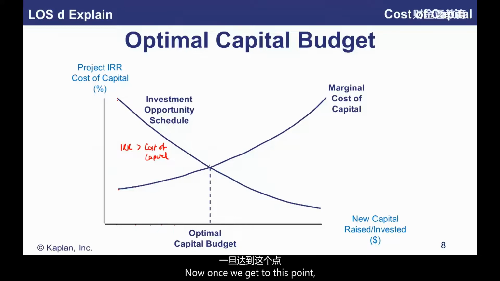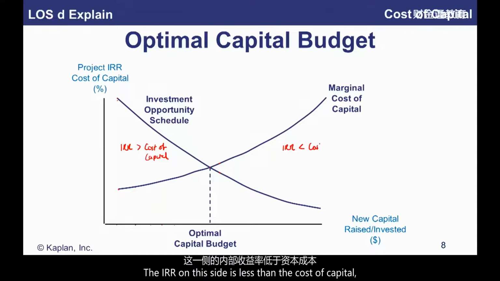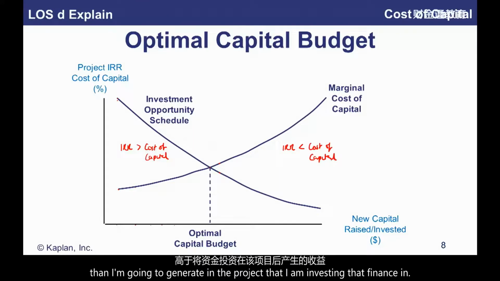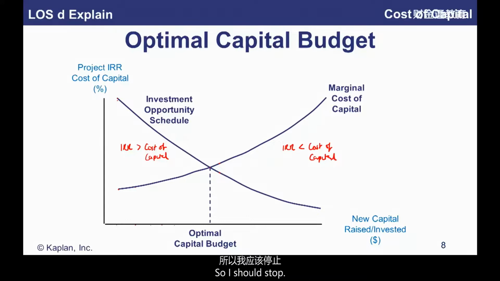Now, once we get to this point, if I raise another dollar of capital, then it's going to cost me this much, and the next best project available for me to do only generates this much return. Should I do it? No, of course not. The IRR on this side is less than the cost of capital. It's going to cost me more to raise the finance than I'm going to generate in the project that I'm investing that finance in. So I should stop. So I stop raising capital at that point, and that has identified my optimal capital budget.